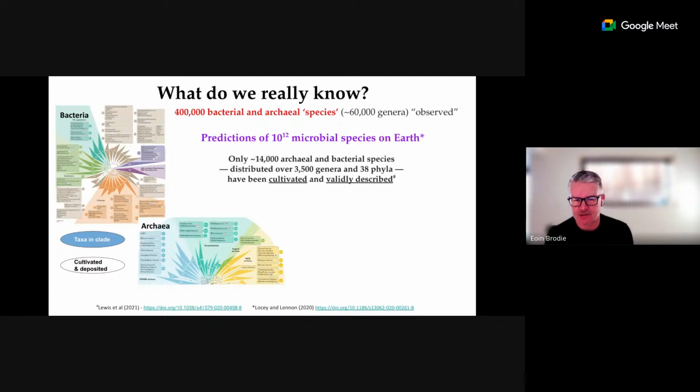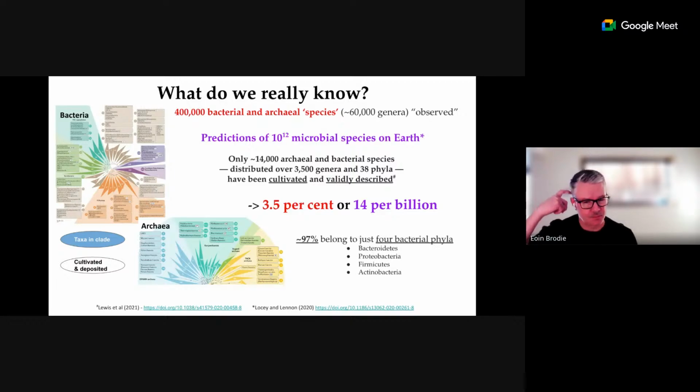However, only about 14,000 bacterial and archaeal species, that's about 3,500 genera, have been cultivated and described. So that means that the vast majority of the microbes that we have observed have never been cultivated. So that's about 3.5% if we believe the 400,000 number, or about 14 per billion of the microbes that exist on Earth have been cultivated. It gets even worse. The vast majority of those that have been cultivated belong to just 4 phyla. These are the ones that we zoom in on because we can grow them easily. And we use these as our workhorses in biotechnology, for example.